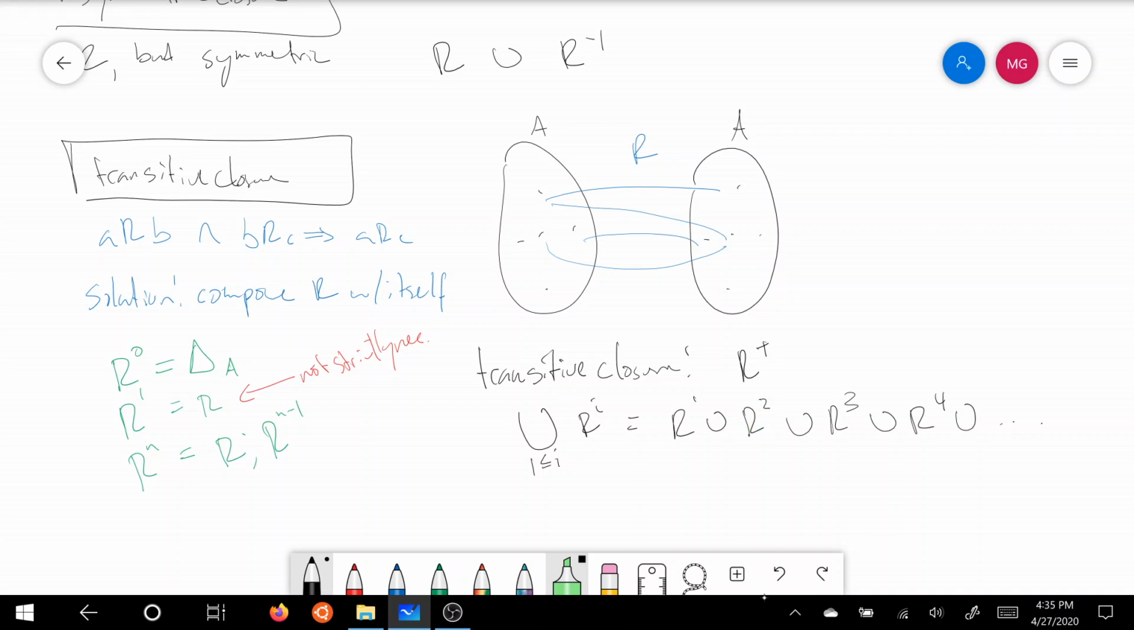The idea is that this captures the original relationships. This captures all the 1 hops. This captures all the 2 hops. This captures all the 3 hops, and so on. And this is an infinite chain of unions, but if your relation is finite, you'll bottom out and get an answer. Otherwise, you'll get something else infinite.